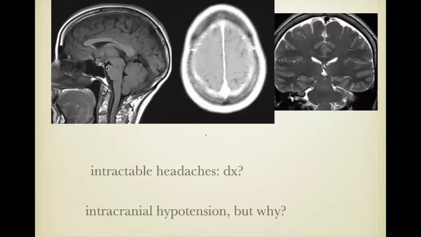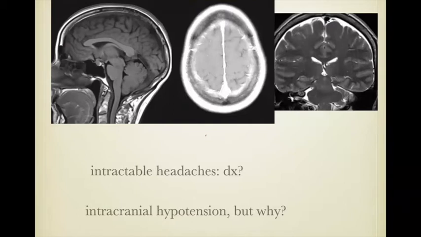enlargement of the pituitary gland. We have flattening of the pons. We don't really have much in the way of tonsillar excursion, but when we look at the enhanced scan, we see this diffuse enhancement of the meninges. This patient with headaches, these are the typical features of intracranial hypotension.